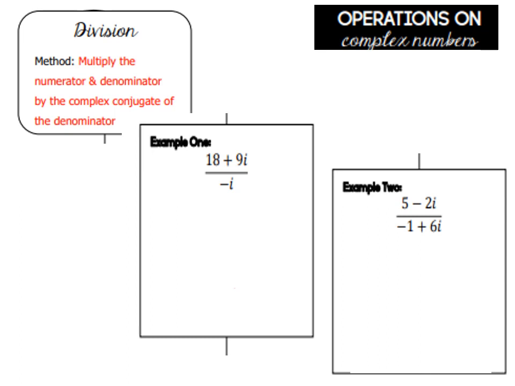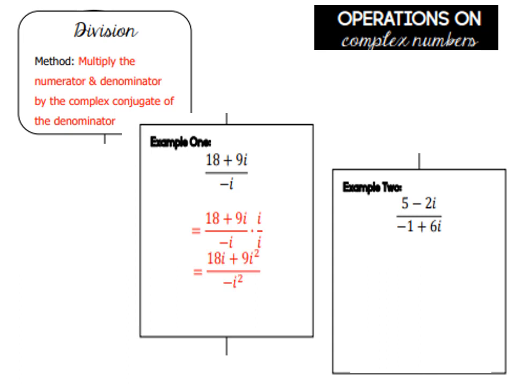So example 1, 18 plus 9i divided by negative i. Well, I have a negative i, so its complex conjugate would be i. So I multiply top and bottom by i. And then I simplify while I distribute. So 18 times i is 18i, 9i times i is 9i squared. There we go. And the negative i times i is negative i squared on the bottom.